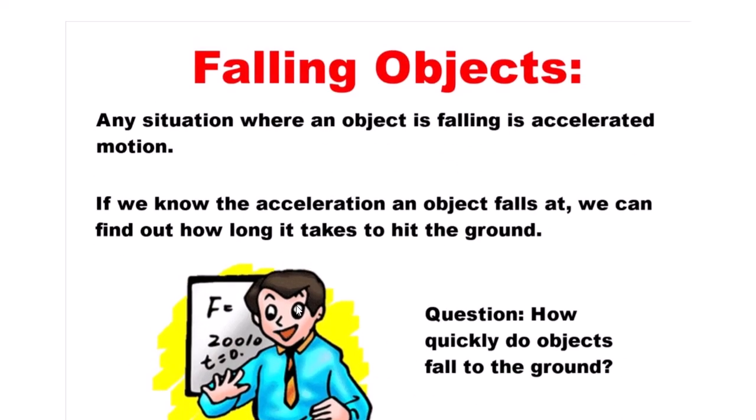First of all, let's think about objects that are falling. Any time you have an object that's falling, it's not uniform motion where the speed is constant, but accelerated motion. That's because if you think about the object from the moment it's dropped till the moment it hits the ground, it's consistently accelerating. It's speeding up and speeding up and speeding up. So if we know the acceleration that an object falls at, we can find out how long it's going to take for that object to hit the ground. So the first question we want to think about is how quickly do objects fall to the ground?